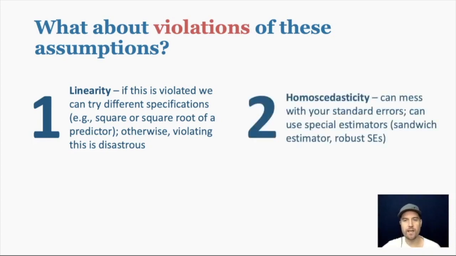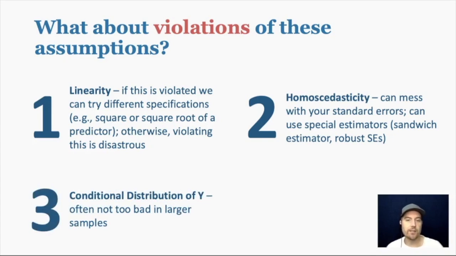The second one, homoscedasticity, can mess with your standard errors. So the first one can mess with your coefficients themselves. Number two, homoscedasticity will mess with your standard errors, which will make it so your significance, your p-values, all that stuff is wrong. So it is problematic as well. There's some pretty straightforward ways around it. We can use sandwich estimators. We can use robust standard errors. We can use what are called resampling techniques. We'll talk about that later. So there's ways around that as well.